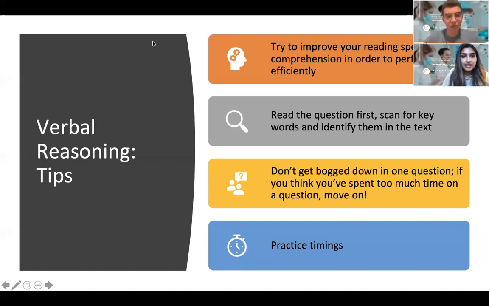Omar, did you want to say anything? Yeah, I was just going to say that there's often a split opinion whether you should read the question first or read the passage first, but it's definitely better to read the question first, because when you're skimming the passage, you have something that you're actively looking for, and that just makes the process so much faster. Definitely.